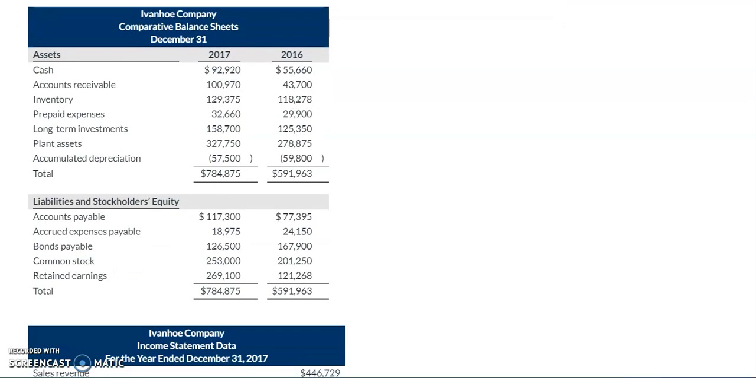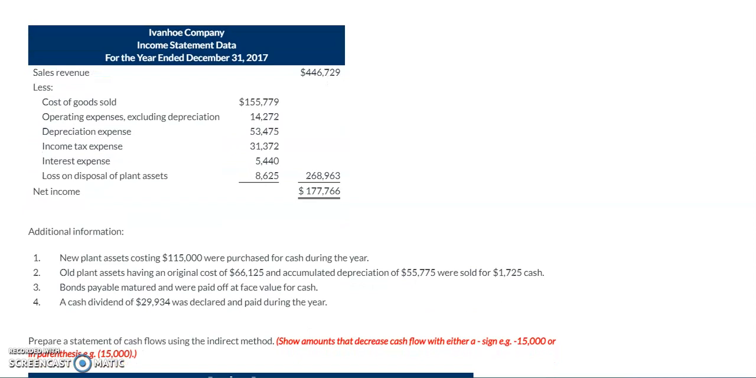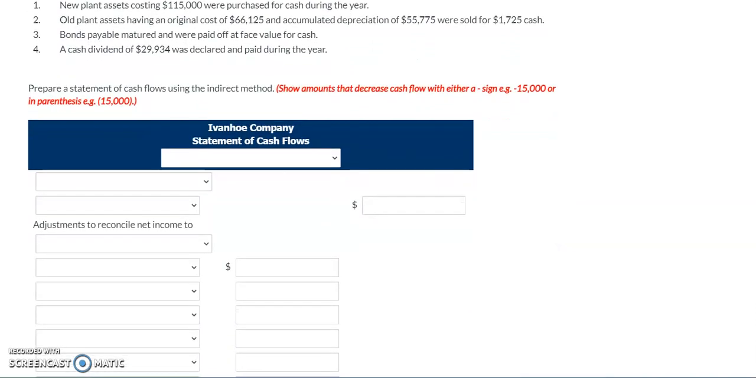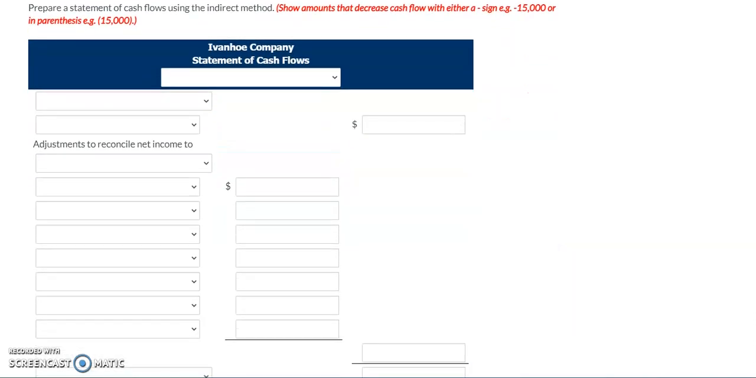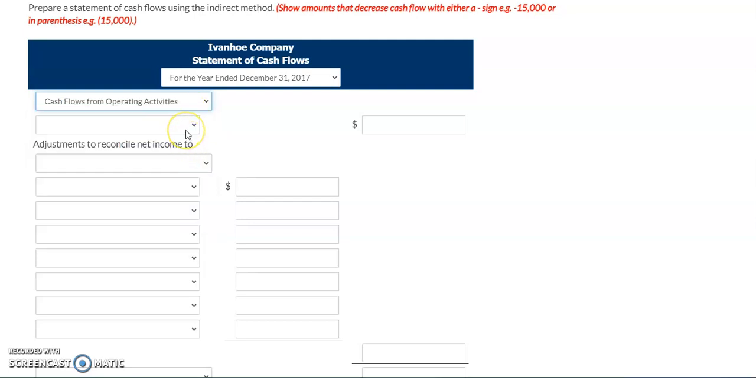To prepare the statement of cash flows, your three main sources of information include the comparative balance sheets, the income statement data, and additional information. You're going to be preparing the statement of cash flows in this problem using the indirect method for the year ended December 31st, 2017. The statement of cash flows starts off with the cash flows from operating activities.